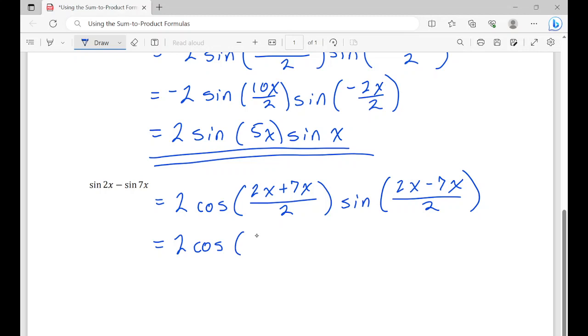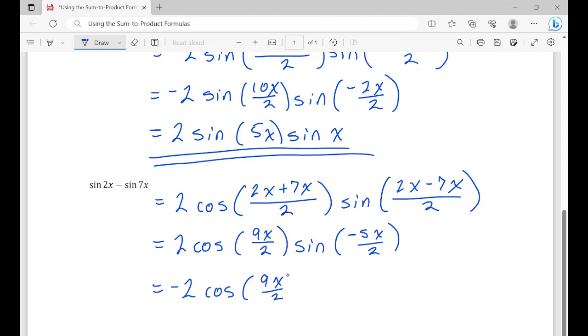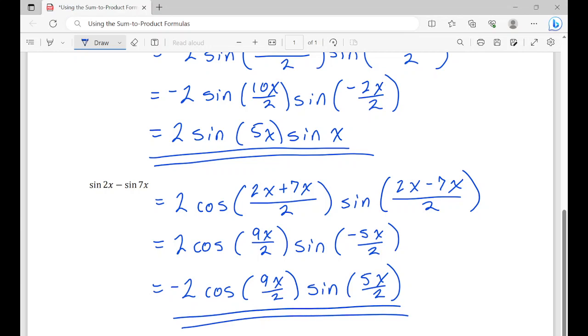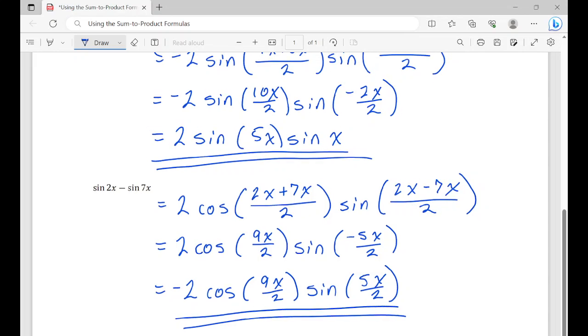2 cosine of 9x over 2, sine of negative 5x over 2. And again, using the even-odd properties, I could take that negative right out to the front for the coefficient and change that to a negative 2 cosine of 9x over 2, because it doesn't simplify down. And then sine of 5x over 2, because again, that doesn't simplify any better. And there's the sum to product of this expression.